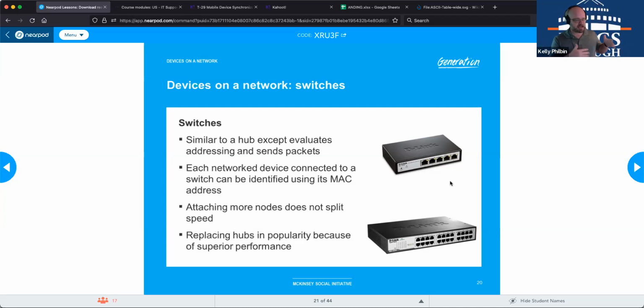And even if I have this much, if I add more nodes to it, it does not typically split the speed or slow the system down more. That's the beautiful part of a switch. They're real effective tools with regards to networks. We'll get into what a managed versus an unmanaged switch is later.